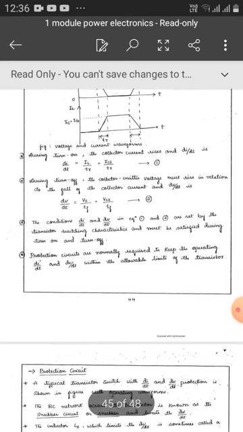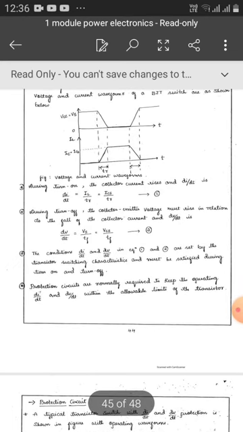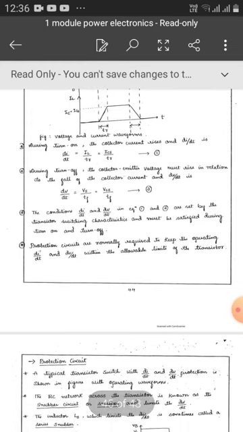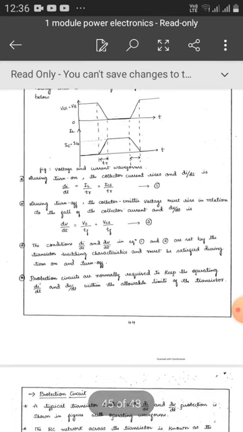In figure B, observe that Ic changes from 0 to Ic max during time tr. Hence, dI/dt is equal to Ic max, the saturation current Ics, divided by tr.